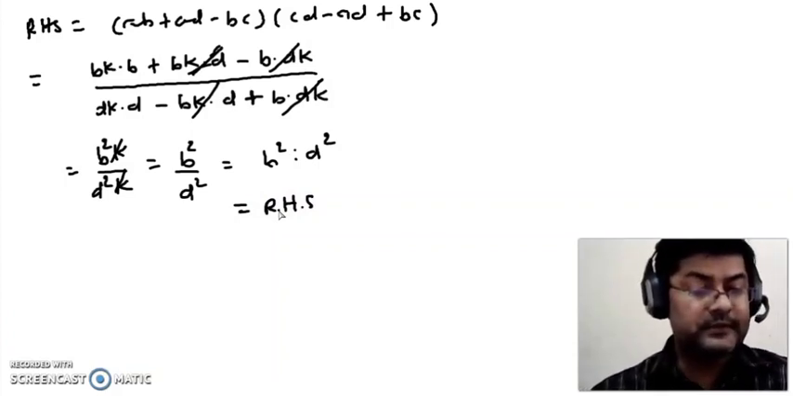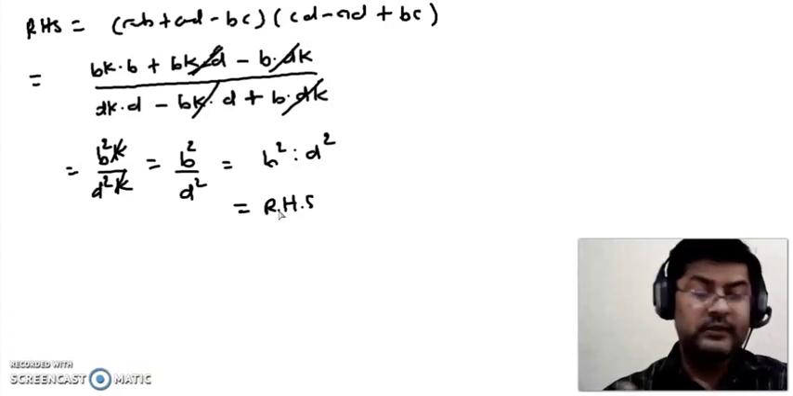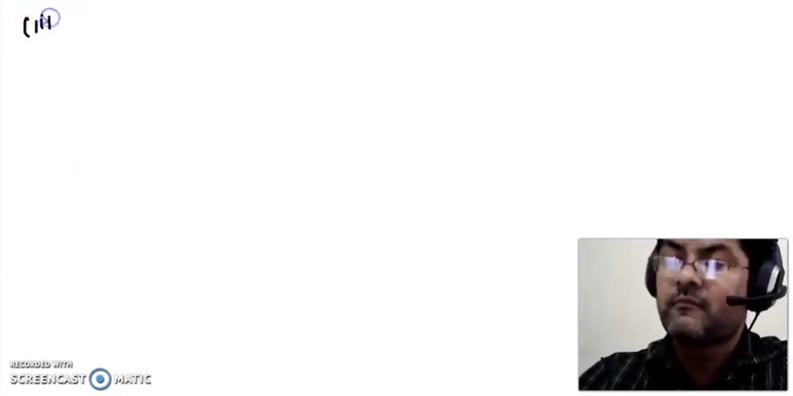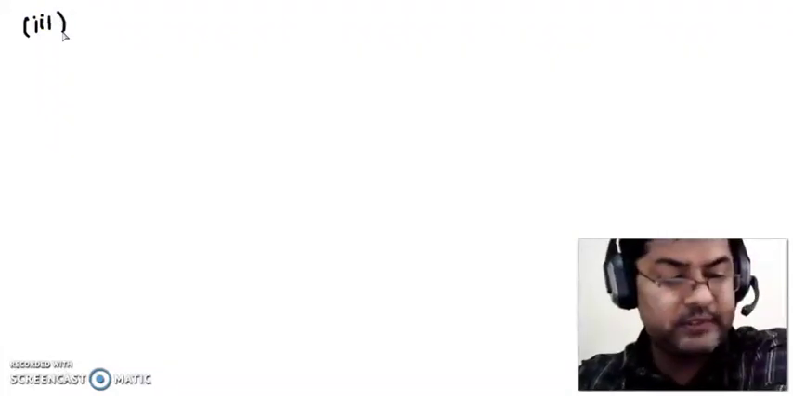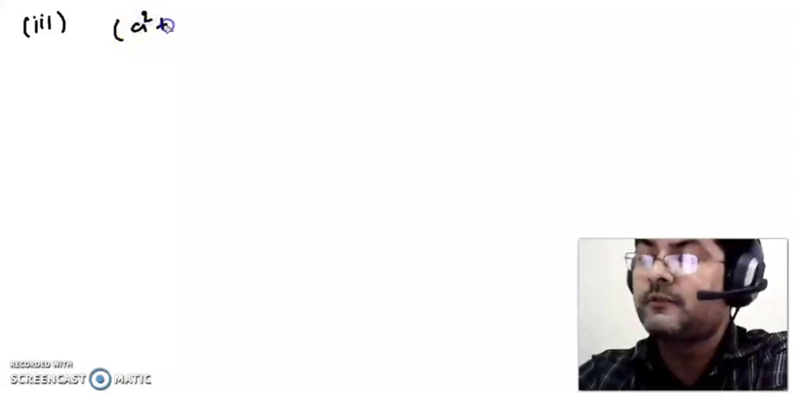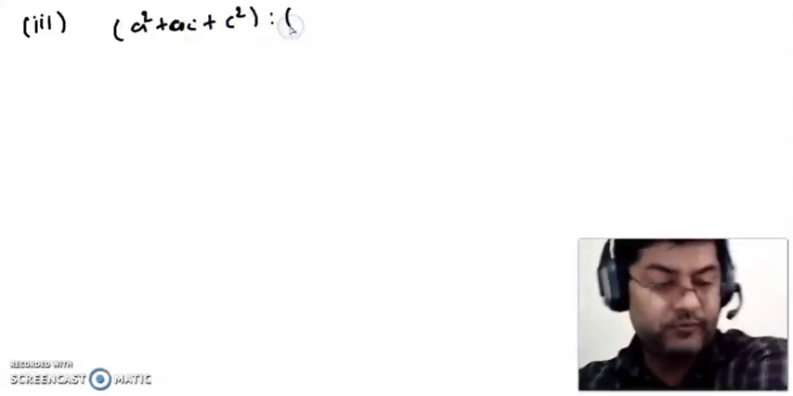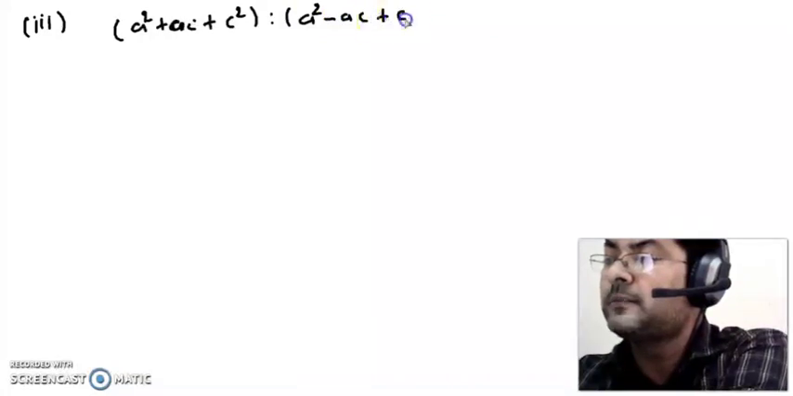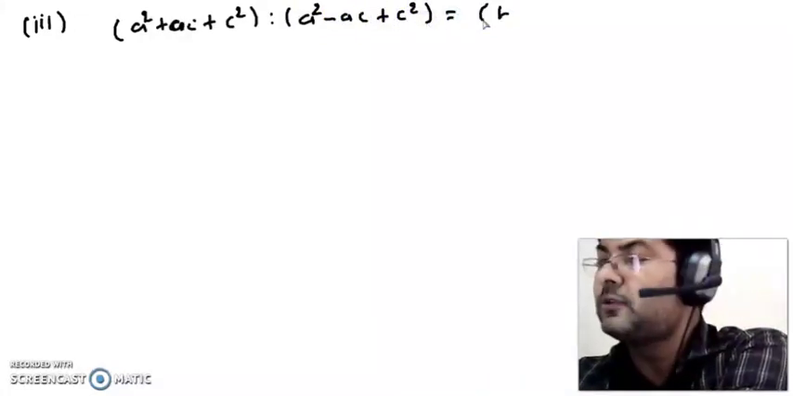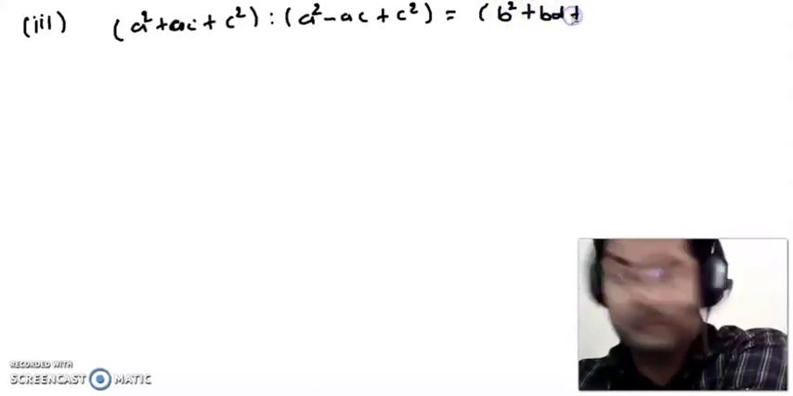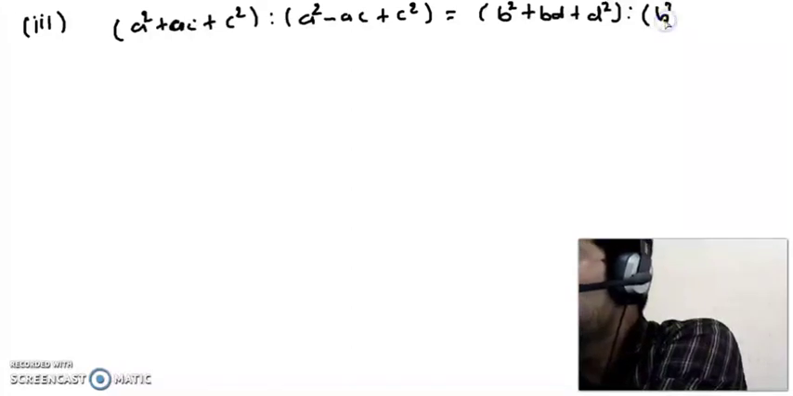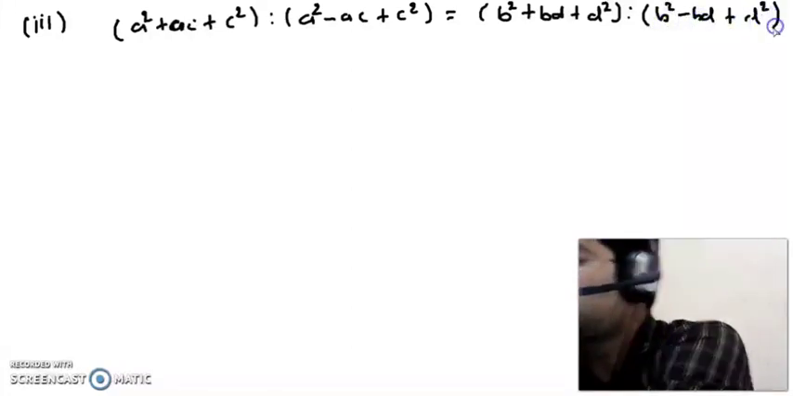So we have completed the second part of question number 12. Now let us solve the third one. A square plus AC plus C square is to A square minus AC plus C square is equal to B square plus BD plus D square is to B square minus BD plus D square.